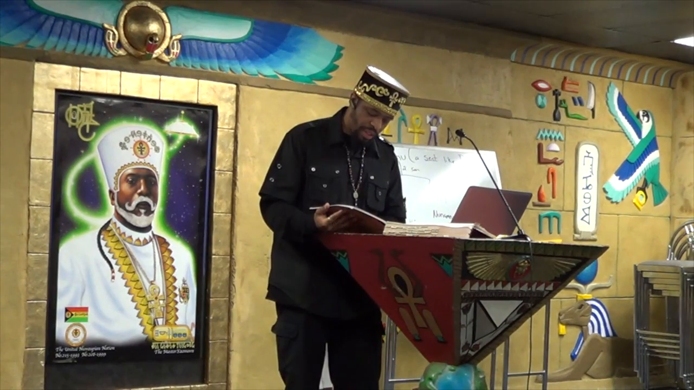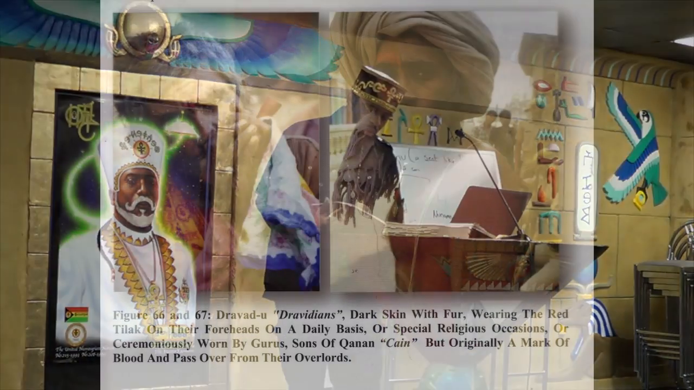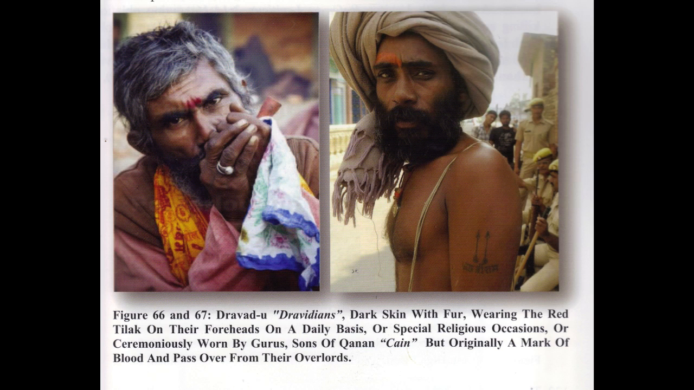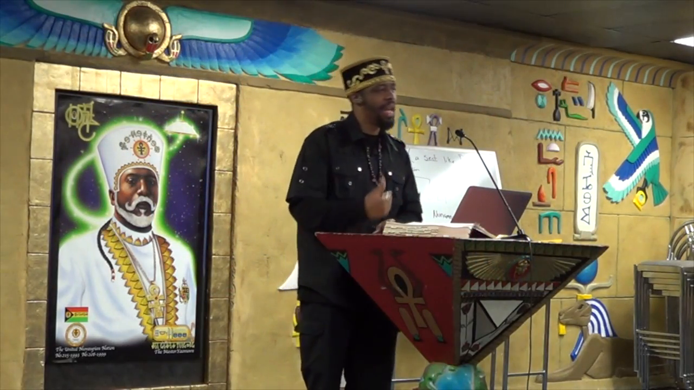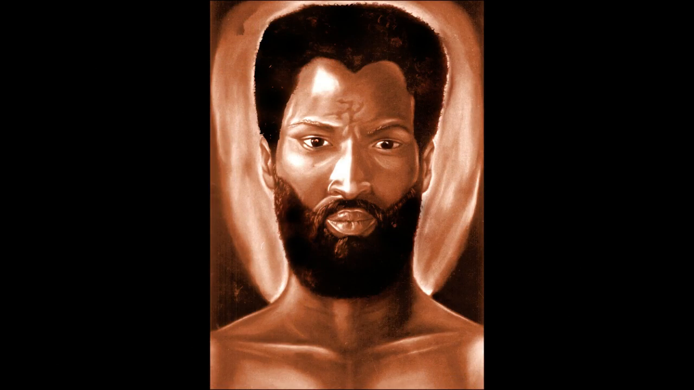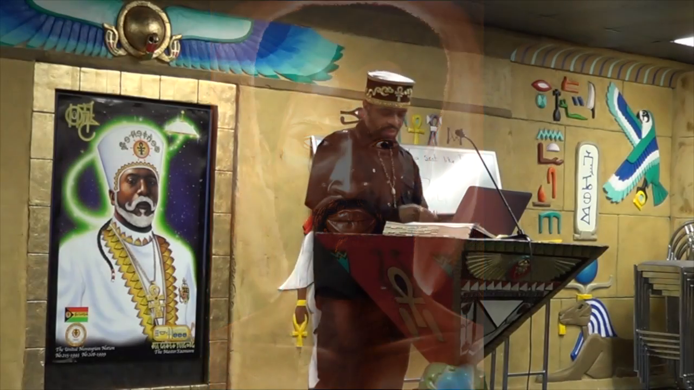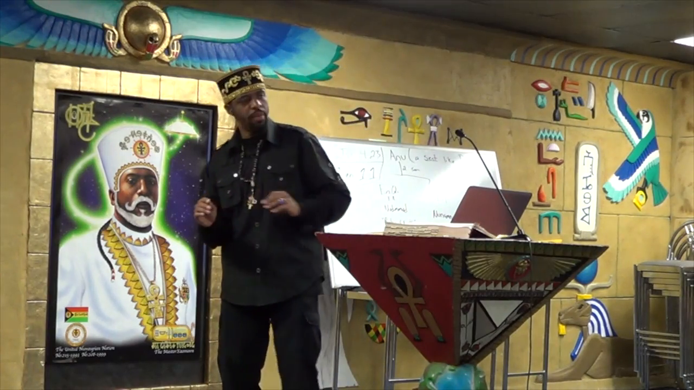it says in the figures that the Dravadu, or Dravidians, these Hindus, dark skinned with fur, wearing a red tilak on their foreheads on a daily basis, or special religious occasions, or ceremoniously worn by gurus, the son of Anan, Cain, but originally a mark of blood and Passover from their overlords, because as we can recall, the Master explained that Cain took that particular mark once his father sinned, where it says in the Bible, is it Genesis 4:2? Let me double check.